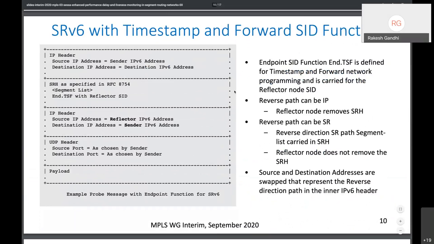The idea is very similar for the SRv6 data plane as well. There is an endpoint function defined, which does something similar to timestamp and forward, and that's the receive timestamp. The reverse path can be IP, in which case the SRH is removed, or the reverse path can be SR. In this case, the packet is sent back with the SR with the remaining segment list. Next slide, please.